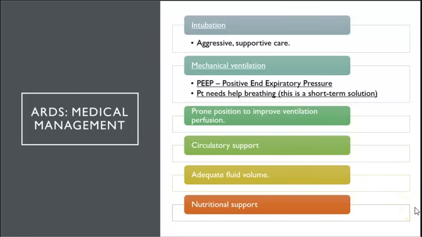Think about your mechanical ventilators. Positive end expiratory pressure. So if we have pressure when your patient is exhaling, that means that we're trying to keep the alveoli from collapsing. Patient needs help breathing. Always remember, ventilation is never a long-term solution, hopefully, unless you're like ALS or what have you, depending on what the patient wants.